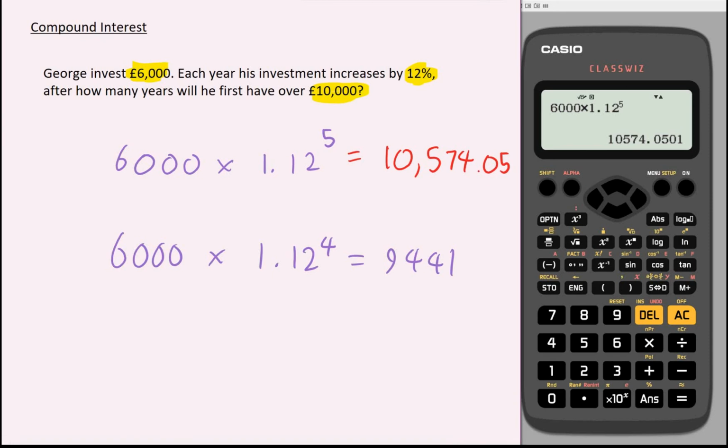Okay. If it asks for some working out for an answer, you would say it took 5 years, and basically this line here is your working out line. That's all you need to show. Okay.